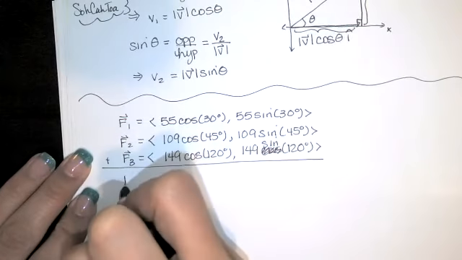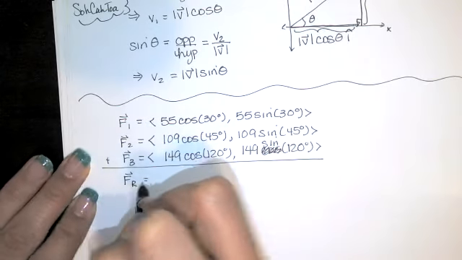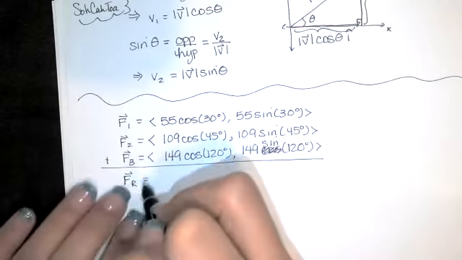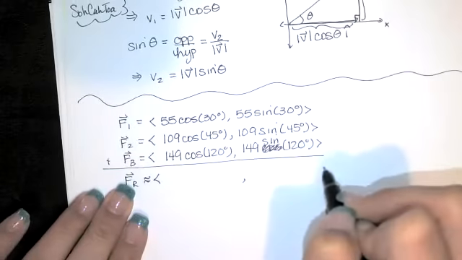And that's going to give us our resultant force. I'll just abbreviate that F sub R. And I will use decimal approximations here.